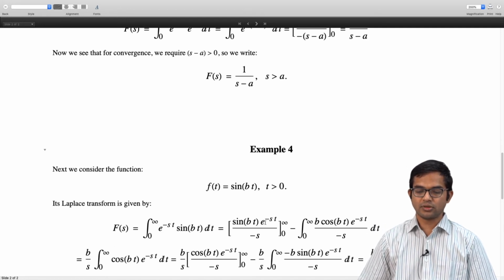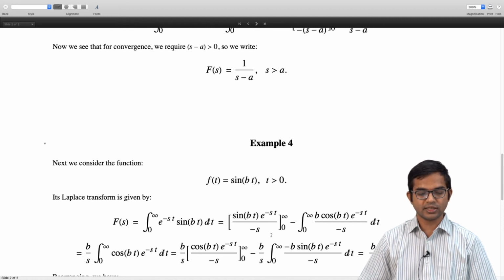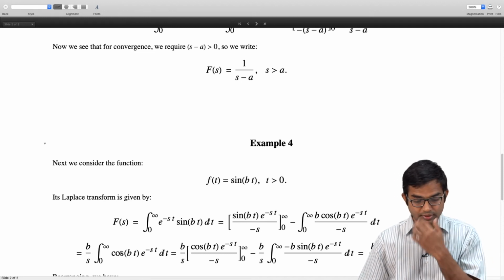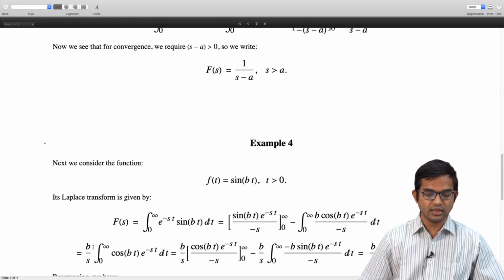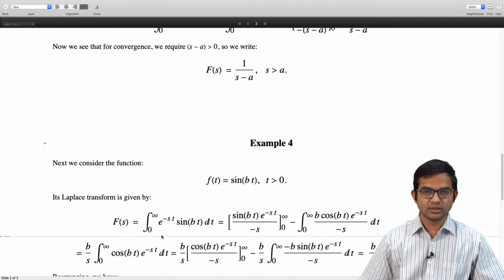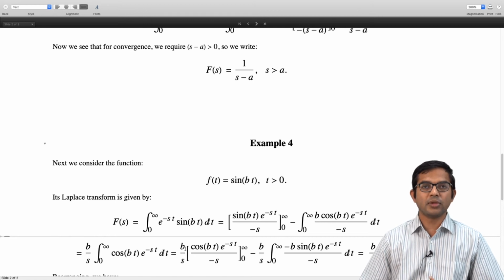So once again the boundary term vanishes at both ends. At t equal to infinity, e to the minus st will vanish, and at t equal to 0, sine of bt will go to 0. So this can be ignored. Then you have a minus and minus becoming plus. So you have plus b by s, integral 0 to infinity, cosine of bt times e to the minus st. So basically this is the Laplace transform of the cosine function. If we had known this, we could have directly plugged this in, but that is also something that remains to be evaluated. So therefore we will integrate by parts once again.